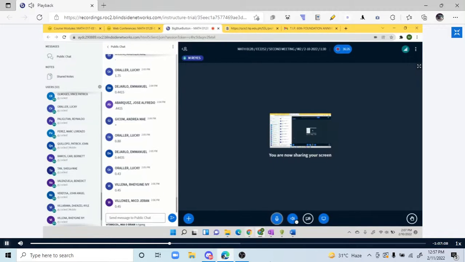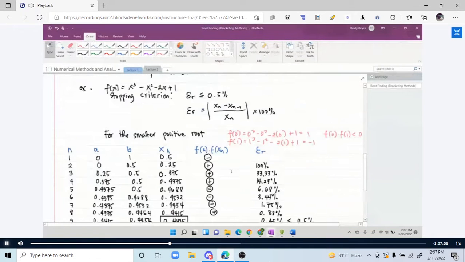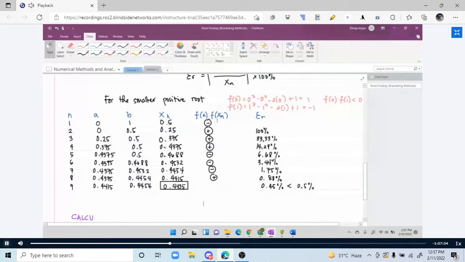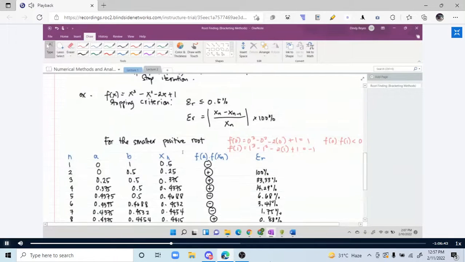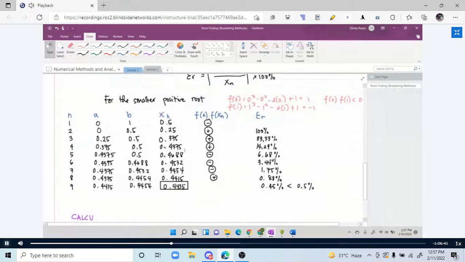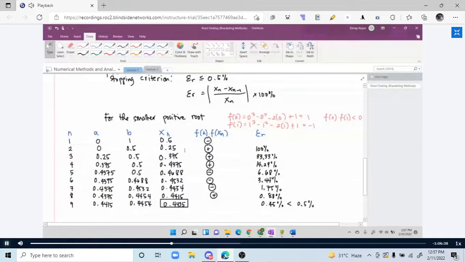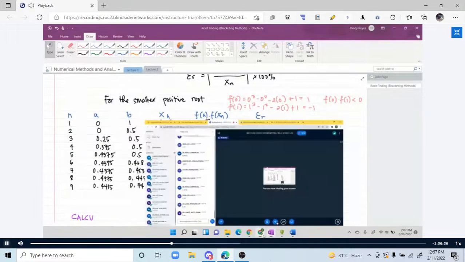Any questions? For the bisection method, do you still want us to solve for this larger positive root, or is this example enough for you? Solve pa natin yung larger positive root, or enough na to for this section? We are only discussing two bracketing methods, no? So ito na yung una. Tapos I have another.